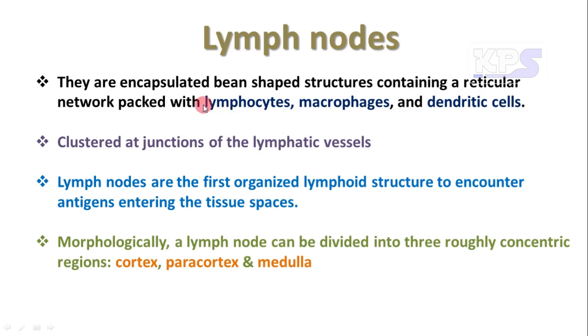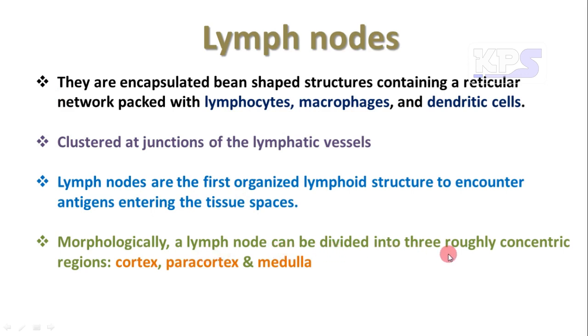These lymph nodes consist of different types of cells, mainly lymphocytes, macrophages, and dendritic cells. They form a reticular network within the lymph nodes, and these lymph nodes are clustered at junctions of lymphatic vessels. They are the first organized lymphoid structure to encounter antigens entering the tissue spaces. This is the first part of our body which can trap or encounter the antigen entering the tissue space.